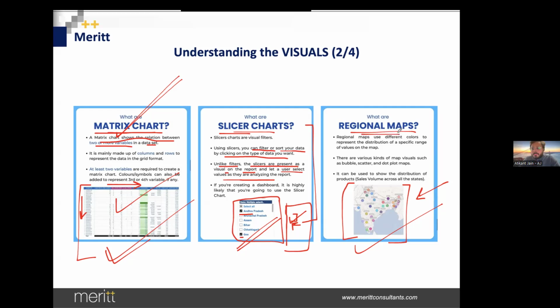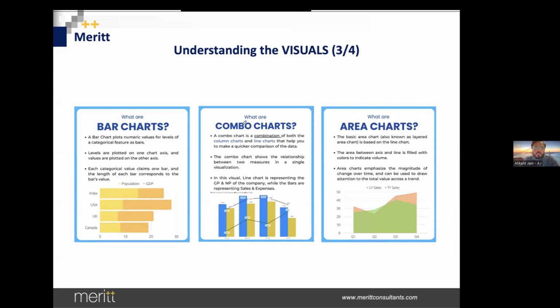So the regional map is also done. If we go to the next visuals, these are also important: bar charts, combo charts, area charts. As you know, these are called bar charts. If we have the building kind of charts, these are all called column charts. So this is a column chart, this is a bar chart. And when we have two in one combination, this is my combo chart.